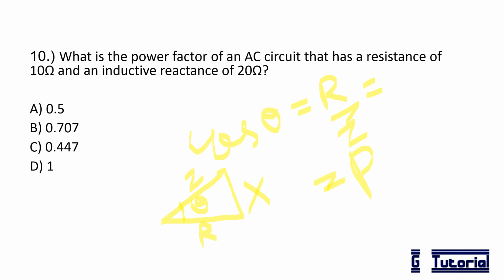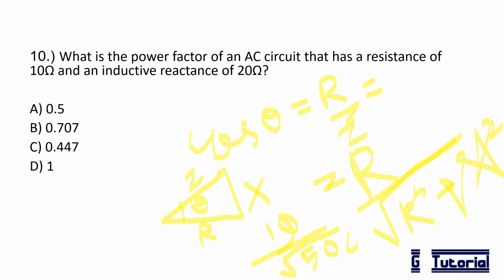Impedance Z is given by the root of: hypotenuse is equal to root of base square plus altitude square. So root of R square plus X square. So cos theta is R by root of R square plus X square. R is 10, so 10 divided by root of R square, 10 square is 100, plus 20 square is 400, so divided by root of 500.